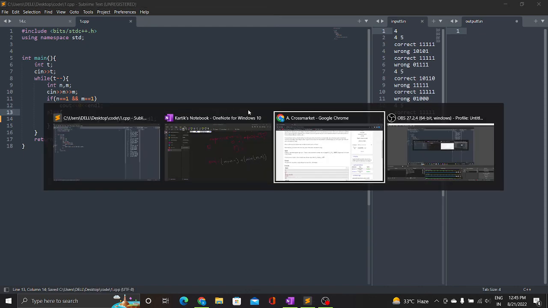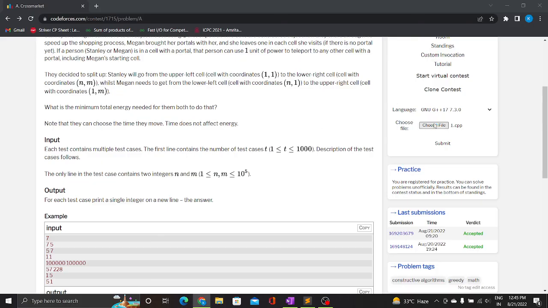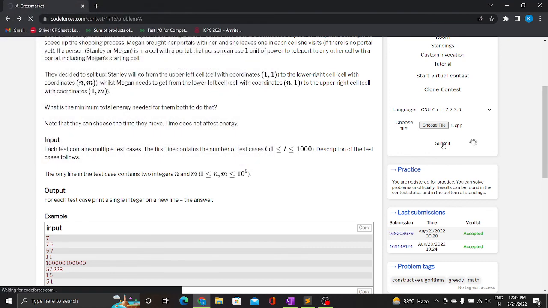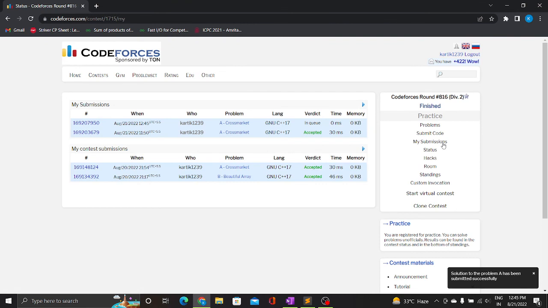This is the solution. Now we are going to submit the solution. Let's look if it is accepted. The solution is actually accepted.